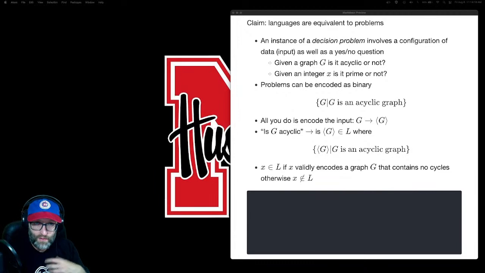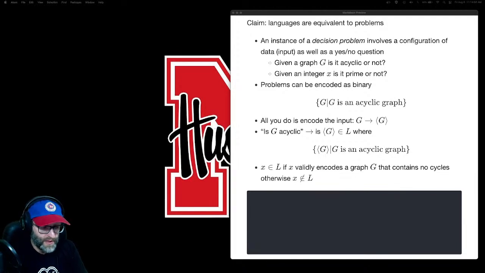So all it boils down to is, to decide a language, given an encoding, is it in the language or not? If it's in the language, in this particular case, then it encodes a valid graph that contains no cycles. If it's not in the language, then it's either invalid, and we can check for validity first and say, nope, this is not a valid input. But if it is a valid input, then we can check it. If it's in the language, it contains no cycles. If it's not in the language, it does contain a cycle.